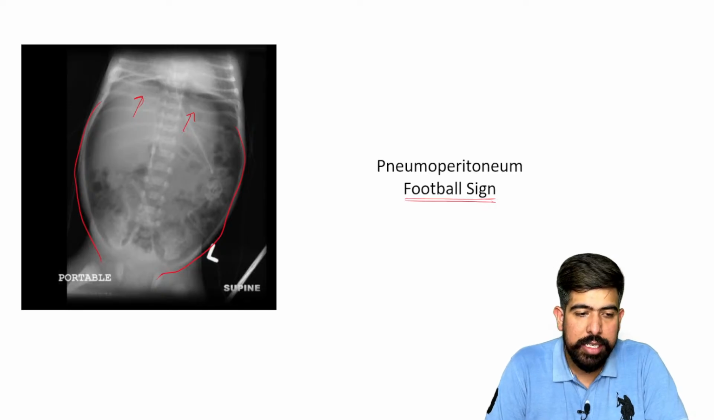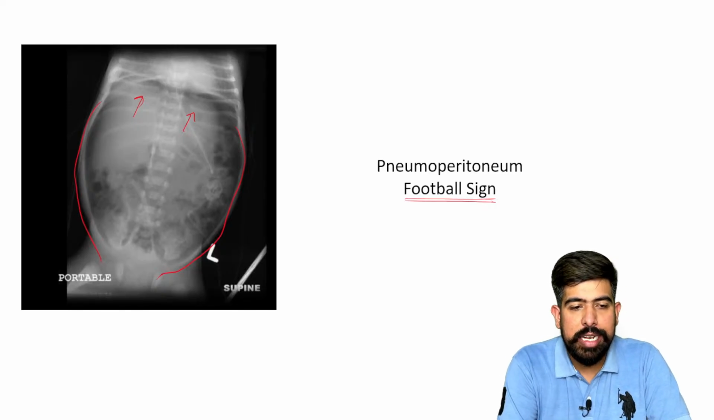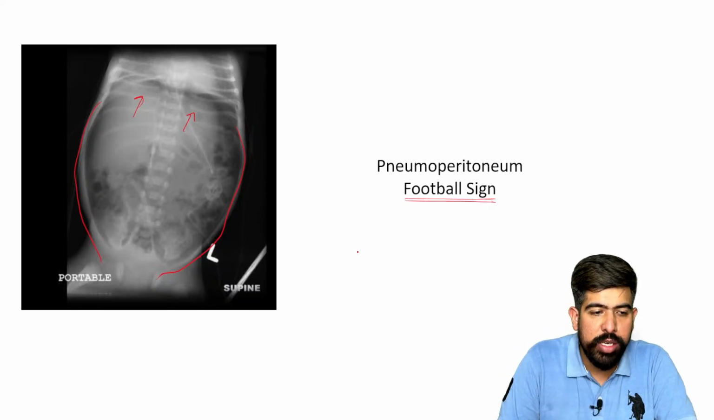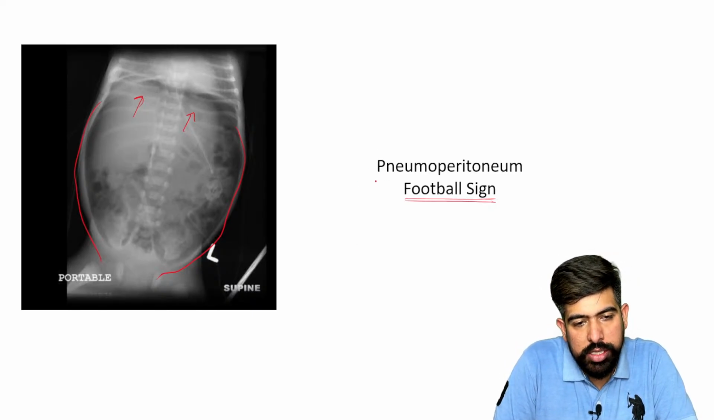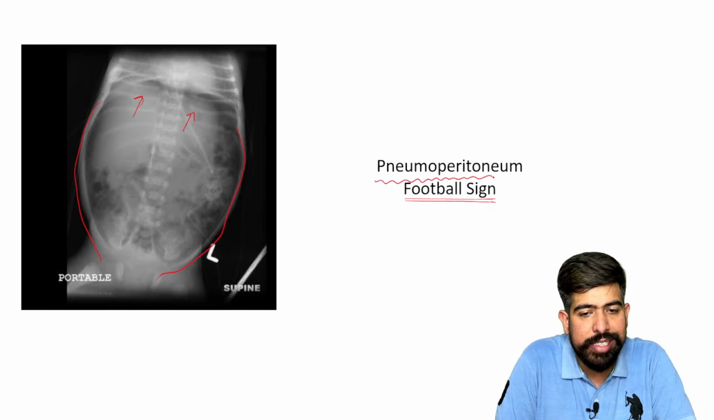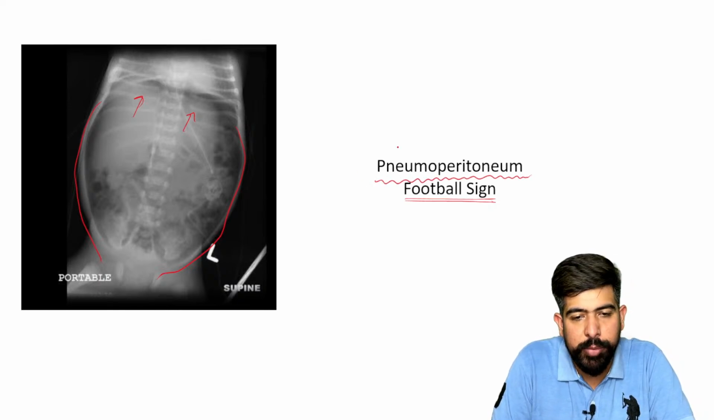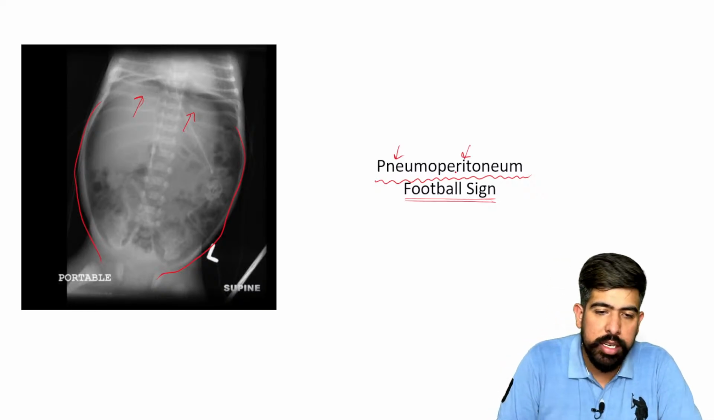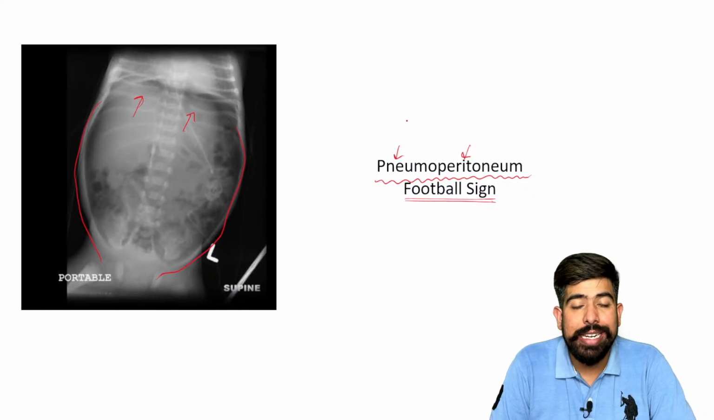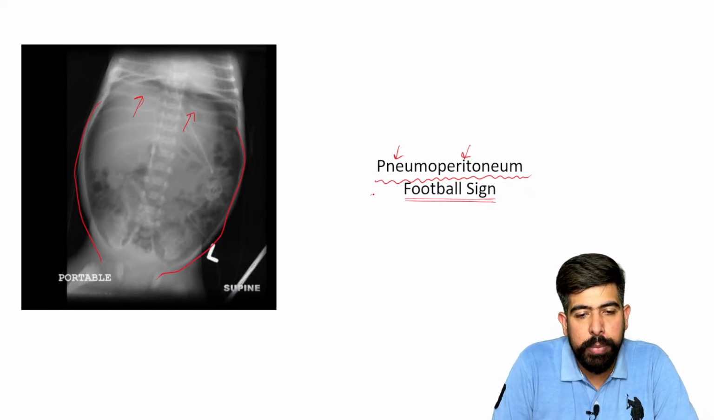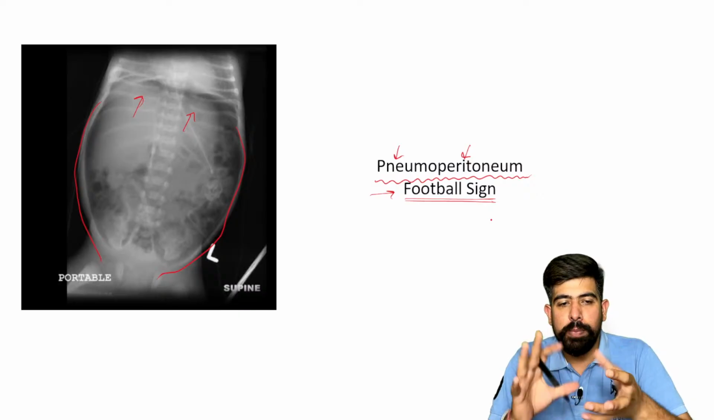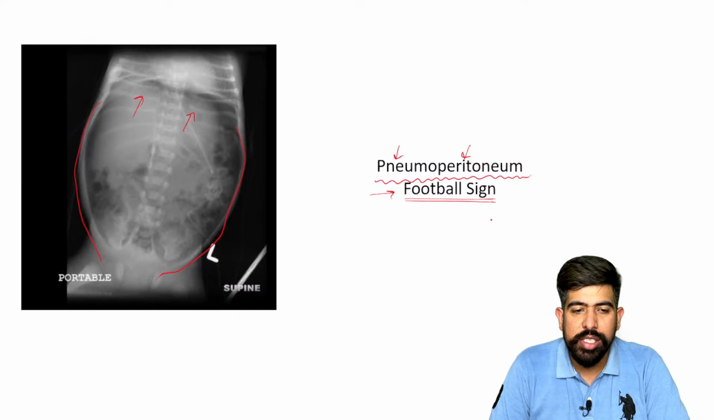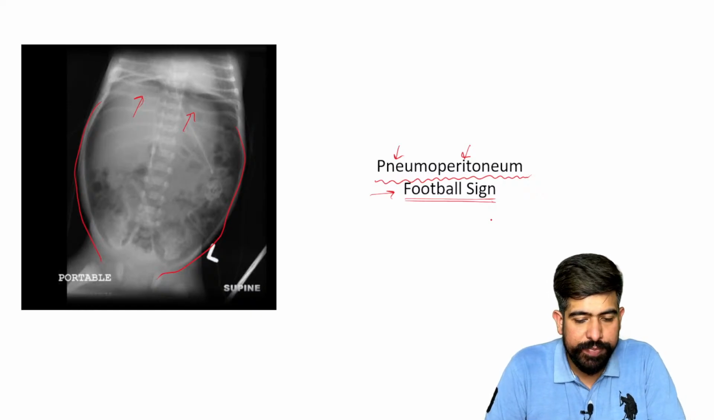Okay, now think about it: as the abdomen is stretched and the diaphragm is pushed upwards, what can be the possibility? This is your diagnosis: the football sign is classically seen in pneumoperitoneum. Pneumo means air, and peritoneum is the peritoneal layer of the abdomen, right? So air is trapped in the peritoneal cavity, and this is known as the football sign. On the X-ray it looks like a football. So this is known as the football sign, right?